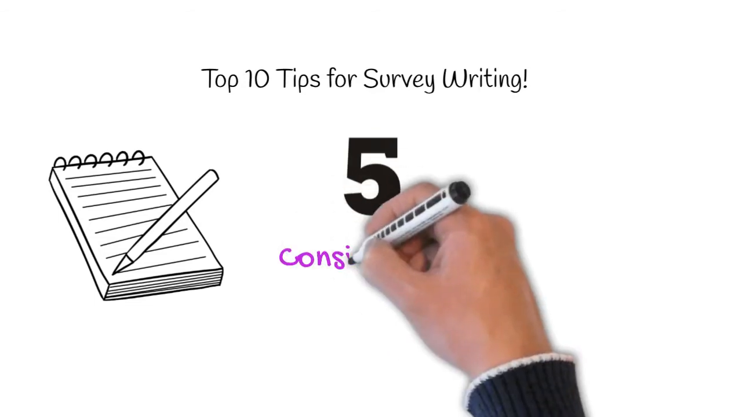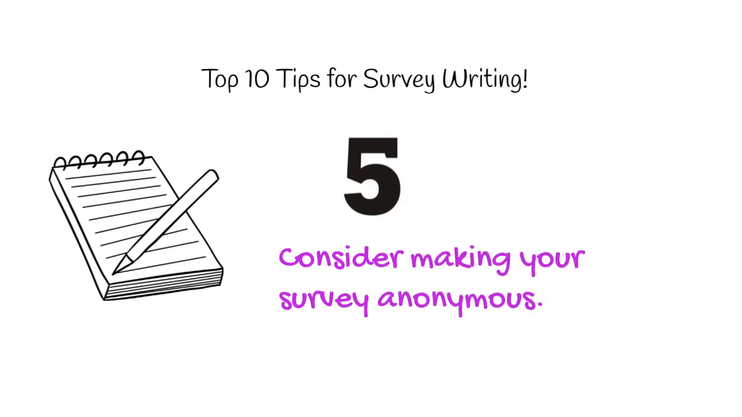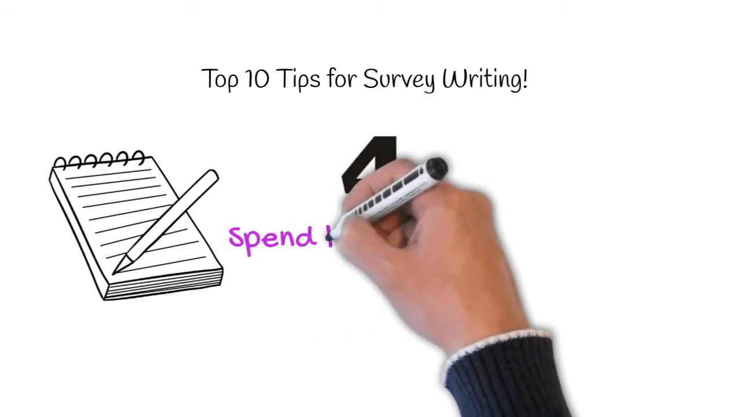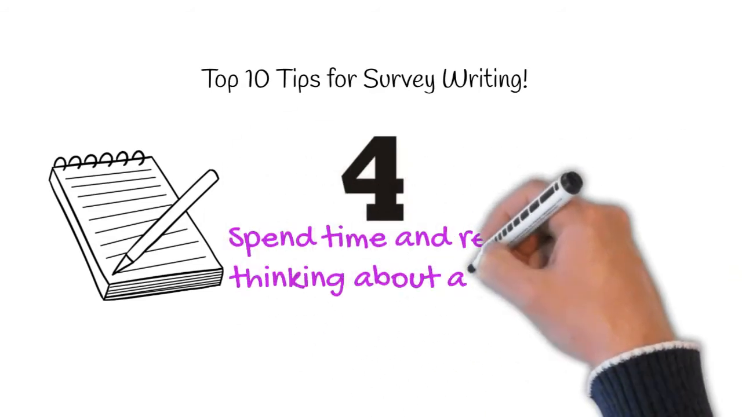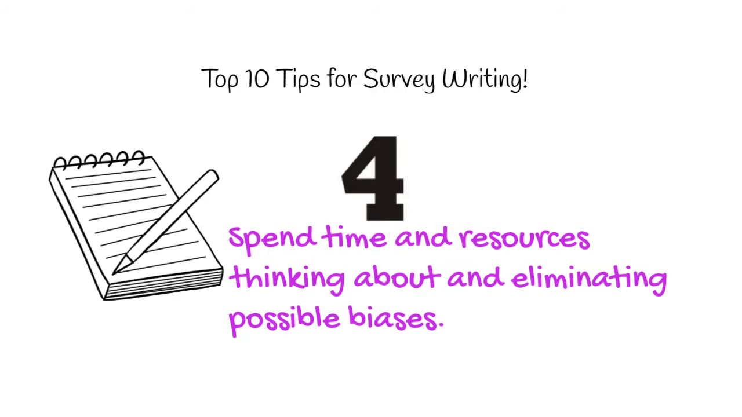Tip 5. Consider making your survey anonymous. As you might imagine, a survey asking about salary or GPA is much more likely to be answered if it is anonymous. Tip 4. Spend time and resources thinking about and eliminating biases.